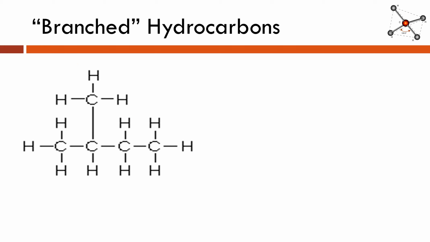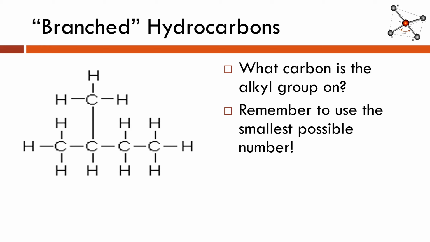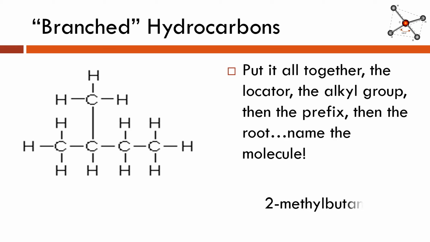Up next, we have to say which carbon that alkyl group is on. Use the smallest possible locator number. So I could either use 1, 2, 3, 4, or 1, 2, 3, 4. Well, 2 is less than 3, so I'm going to use 2 as my locator number. I can put it all together. 2-methylbutane.